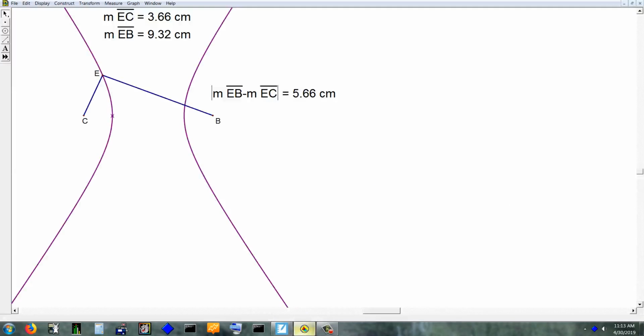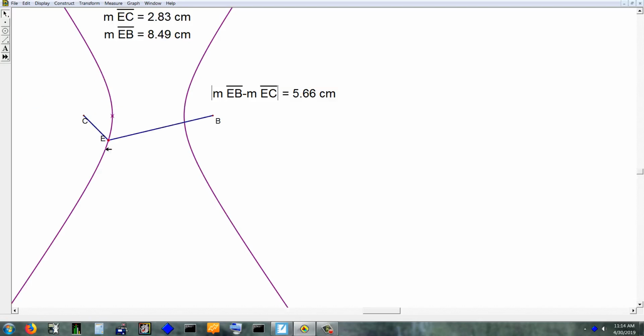So there's a hyperbola. It's one of two ways you can draw a hyperbola. This one opens left and right. They can also open up and down, so I could turn this 90 degrees. All right, so E is a point that I can drag anywhere on the purple curves. The distance from E to C and the distance from E to B is going to change. But if you subtract the two numbers, it's always going to come out to 5.66 in this hyperbola.